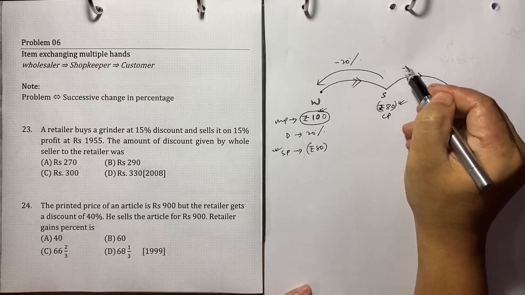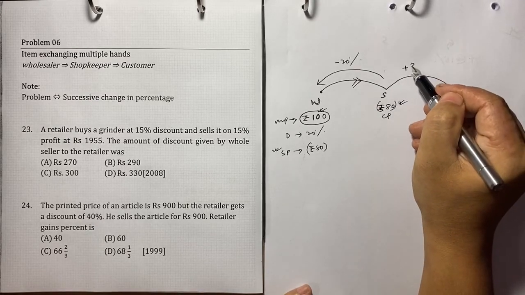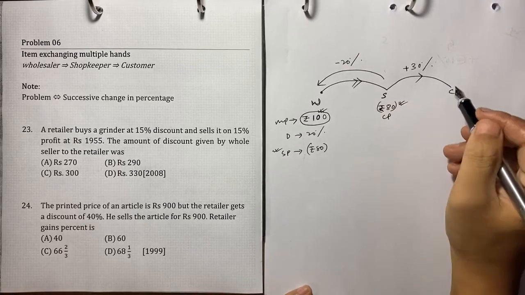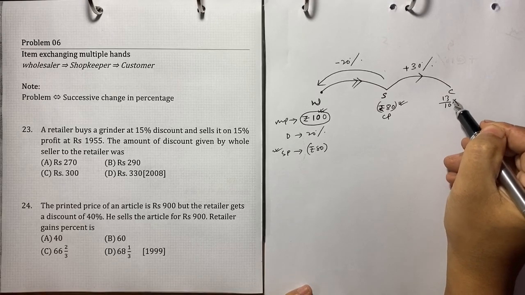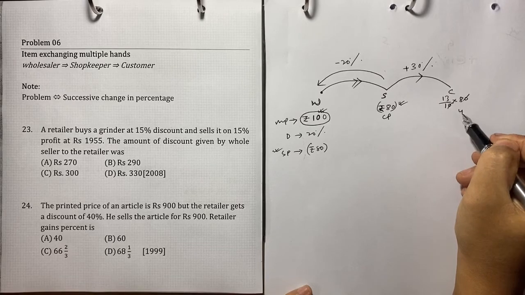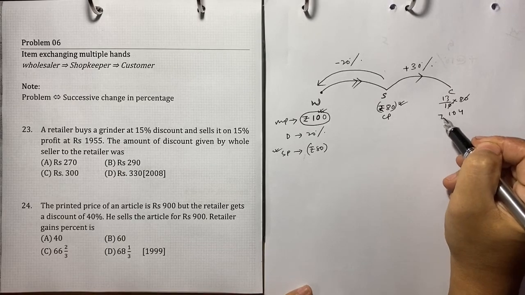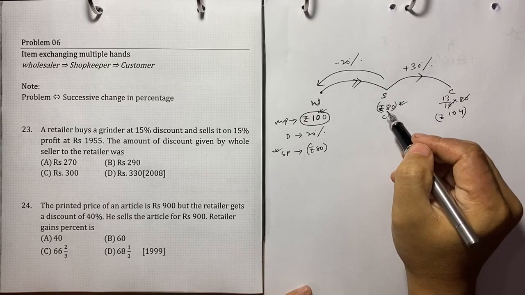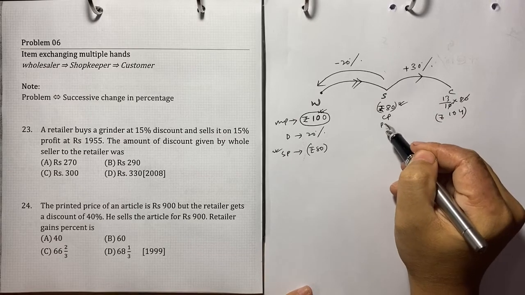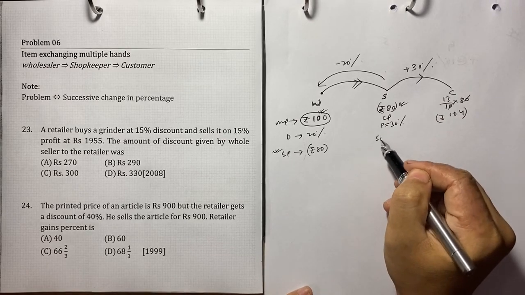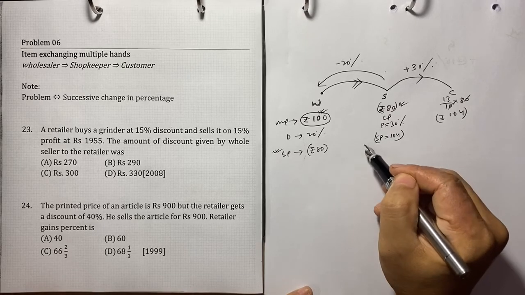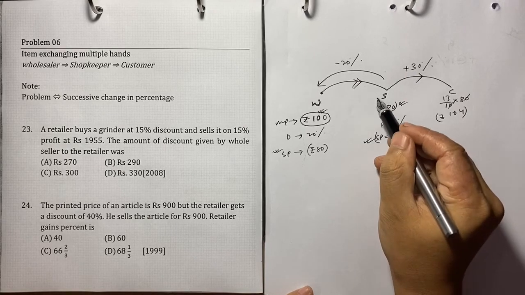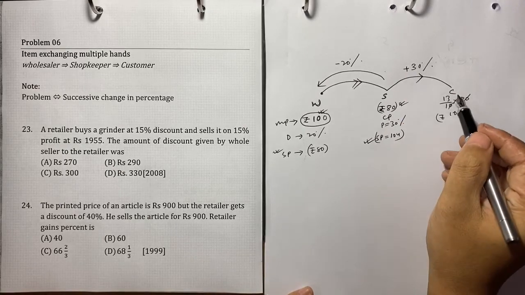Now the shopkeeper makes a profit of 30%. Rupees 80 increased by 30% is 30 divided by 10 into 80, cancel the ball, 2, rupees 104. So the shopkeeper's selling price is rupees 104, which is the customer's cost price.